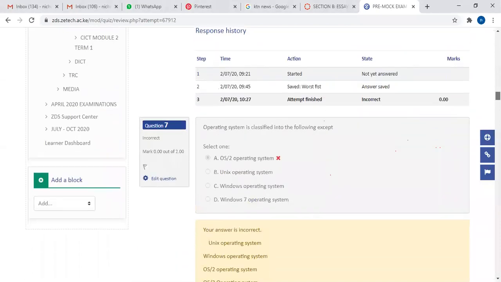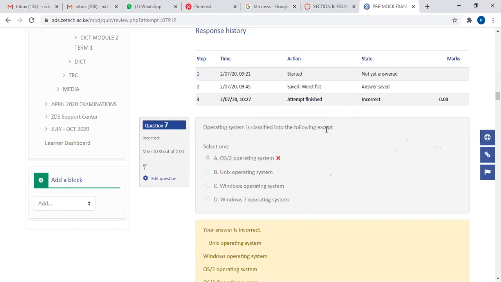Then the next one is, operating system is classified into the following except. If you look at the classification of operating systems, we said it can be classified into either mobile operating systems, Windows operating systems, Unix operating systems, OS2 operating system, DOS operating system, etc. But we said still we have what you call examples of operating systems.